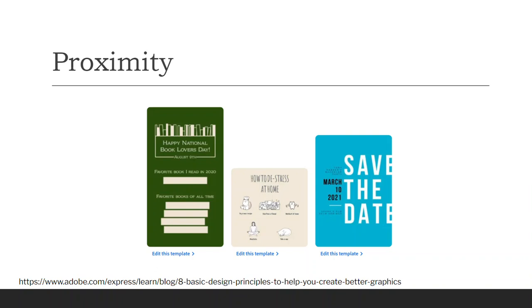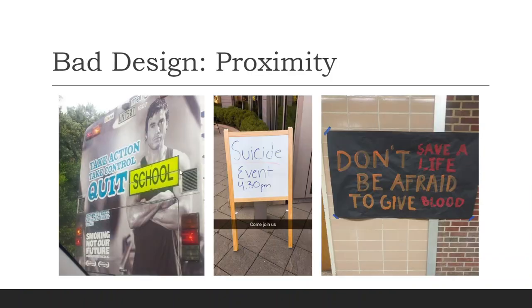And these are kind of fun to see in the world around us. Take action, take control, quit. And then there's the school bus right here. So, because those are connected, we connect those ideas. This one, suicide event 4:30, because they put a line here, they're trying to differentiate that we're talking about suicide, which is an event. But because they're still so close together, it still looks like suicide event.